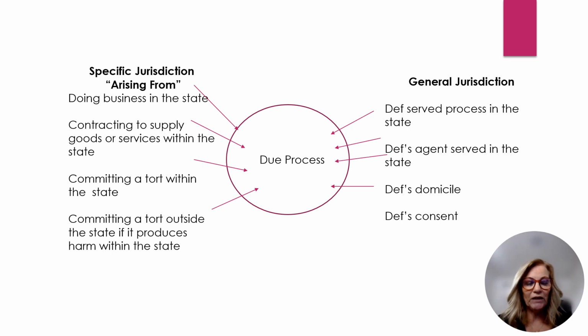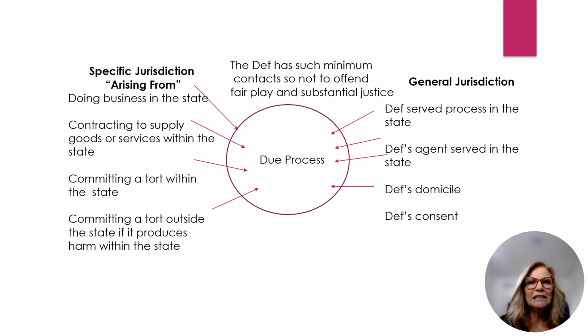Or if I committed a tort outside the state, meaning let's say I manufactured a product somewhere and the product was bad and the harm it produced was in the other state, that other state can have jurisdiction, and so does the one where the harm was produced, okay? So basically, do you see arising from? If the lawsuit arises from, all right? The defendant has such minimum contacts as to not offend fair play and substantial justice is the standard.